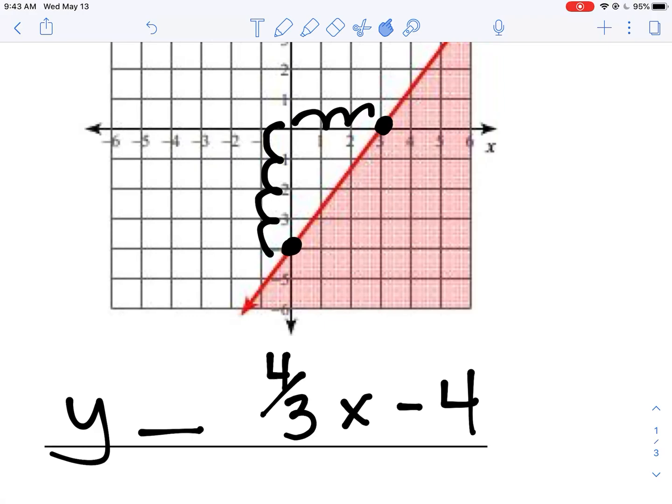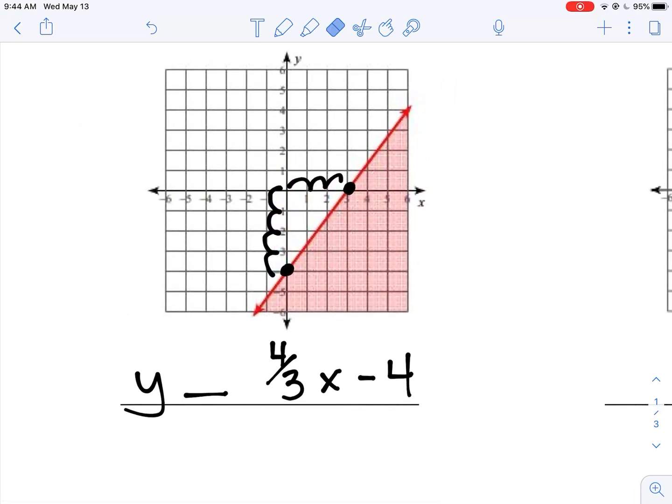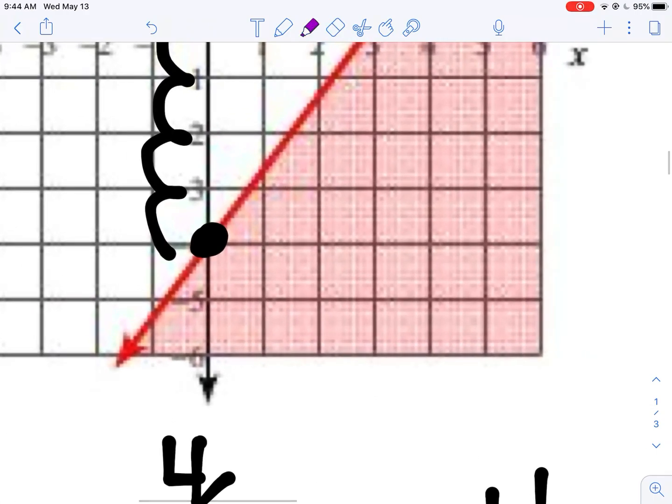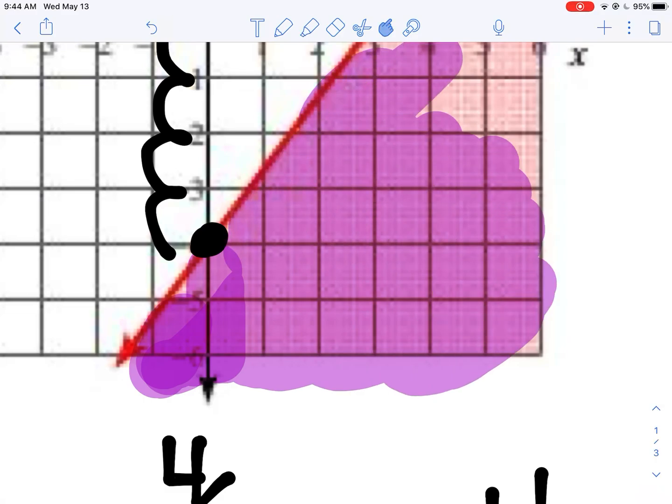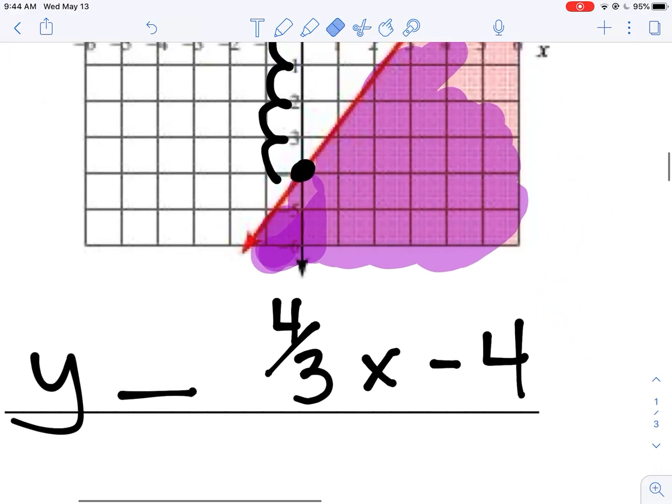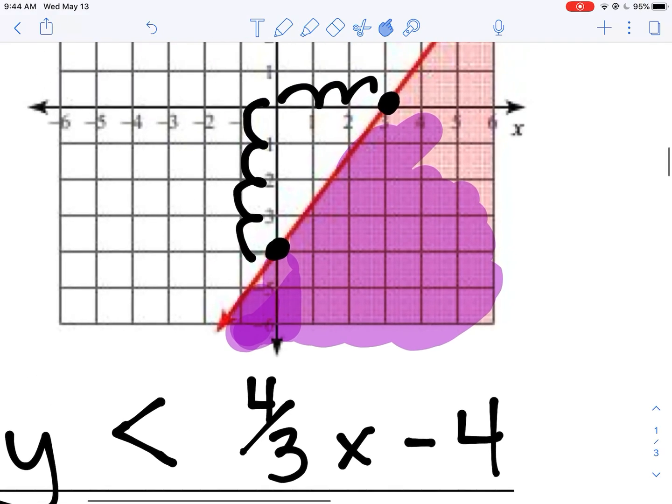Now let's figure out what's shaded in. Now, typically, in the past two examples, we've noticed everything above our y-intercept is shaded in. You notice that's not happening this time. In this case, we go to our y-intercept, we see everything below here is shaded in, as well as everything to the right. But everything below is shaded in. So since everything below is shaded in, I'm going to get rid of that blank, I'm going to make this less than. Y is less than 4/3 x minus 4.